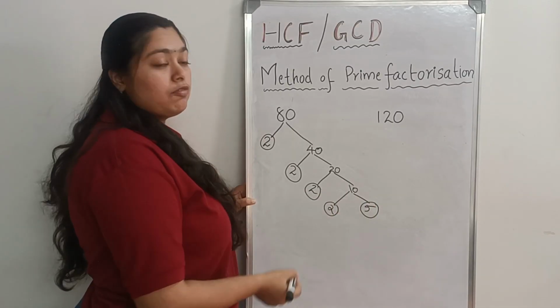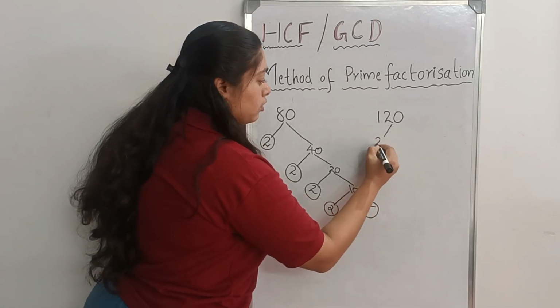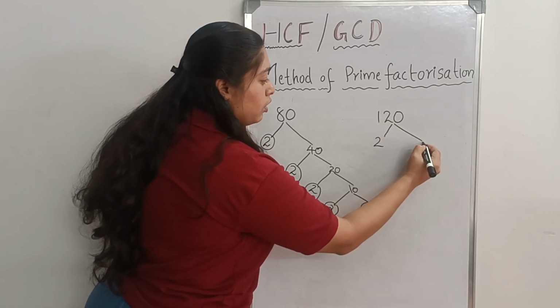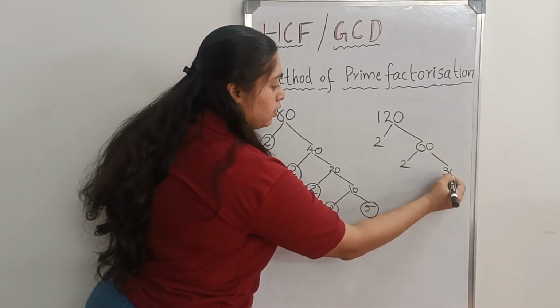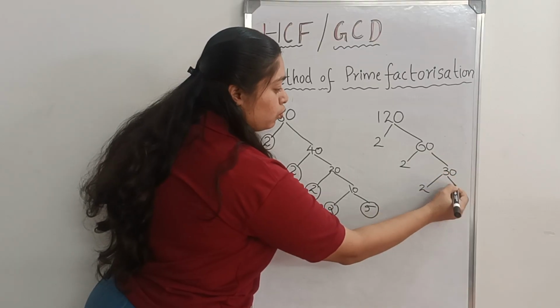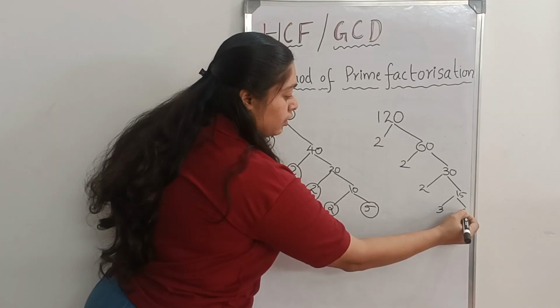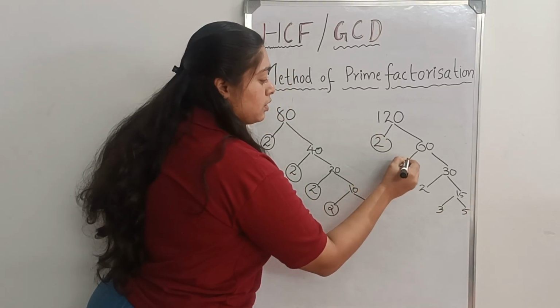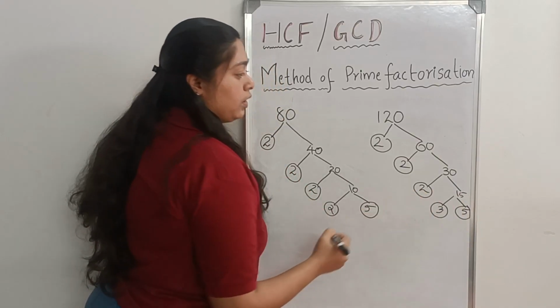You can see here I got my prime factors for the number 80. Let me repeat the same factor tree method for 120 also. Starting with 2, I got 60, then 2, 30. 30 is also divisible by 2, so let's divide 30 by 2. 15, and finally 15 you'll get 3 and 5. You can see these are the prime factors of the number 120.